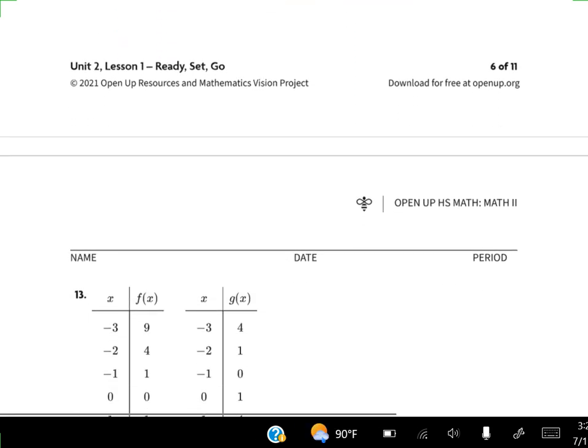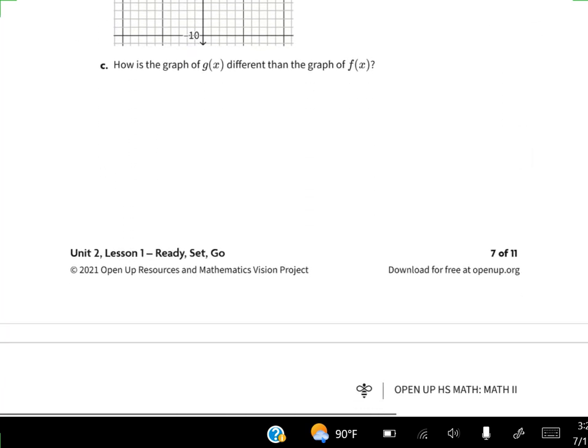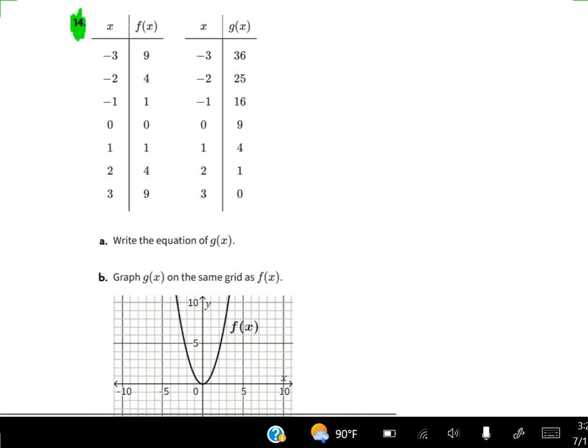Number 14 is similar to number 12, but perhaps a bit trickier to see. Once again, we're given a table with f of x and g of x, and we have to determine what the function for g of x is. I think this one's a little bit more challenging. We got f of x is, again, going to be x squared. This is a little bit trickier to see. We do have a bunch of perfect squares in the g of x column, so perhaps it's not that much of a stretch to find it.